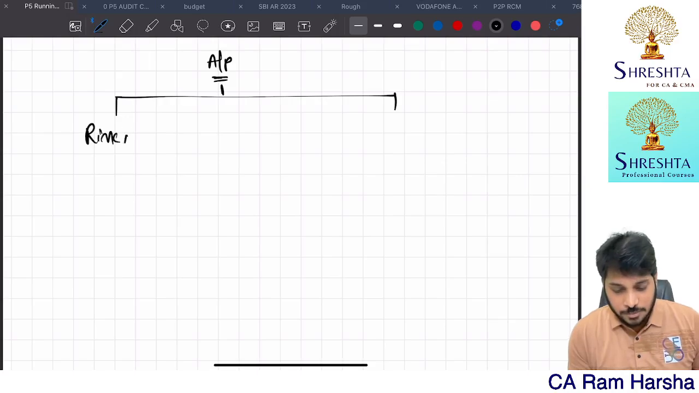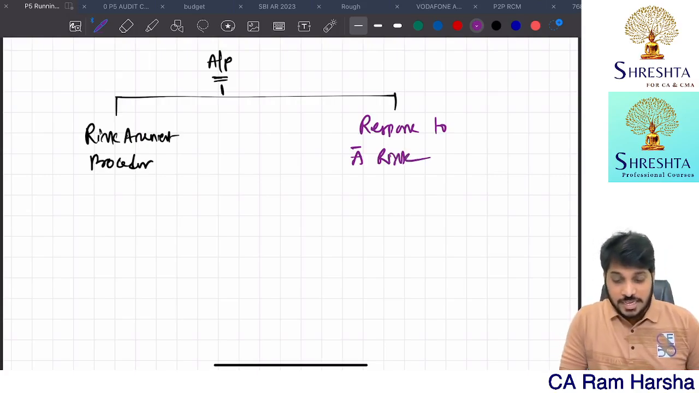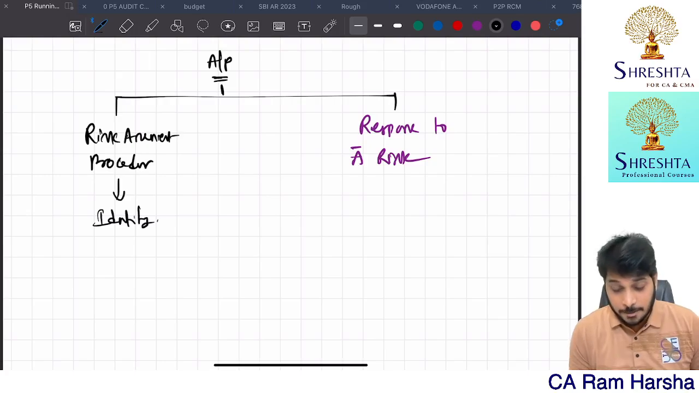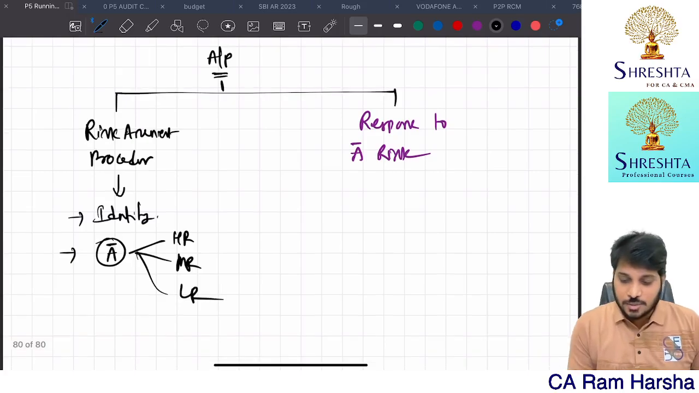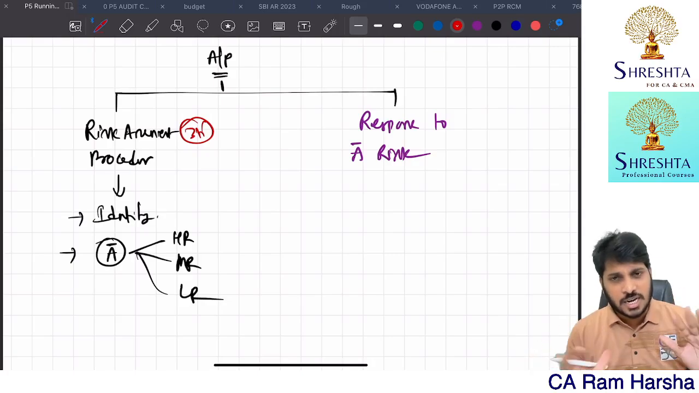Risk assessment procedure, and here I'm changing the name, response to assessed risk. One is risk assessment procedure. So in risk assessment procedure, what do we do? We identify the risk. Not only identifying, we are also assessing the risk. Assessing the risk means, is it a high risk or a medium risk or a low risk? So first we identify. Risk assessment procedure means there is a standard, SA 315. The standard 315 says identifying and assessing risk of material misstatement through understanding the entity and its environment.